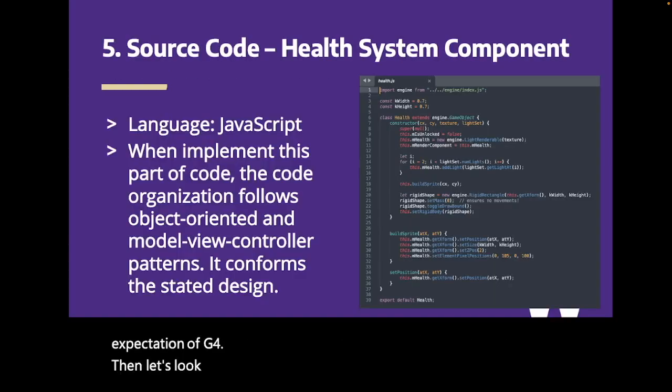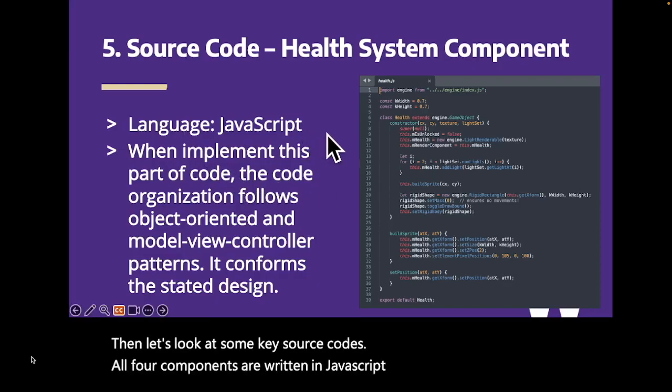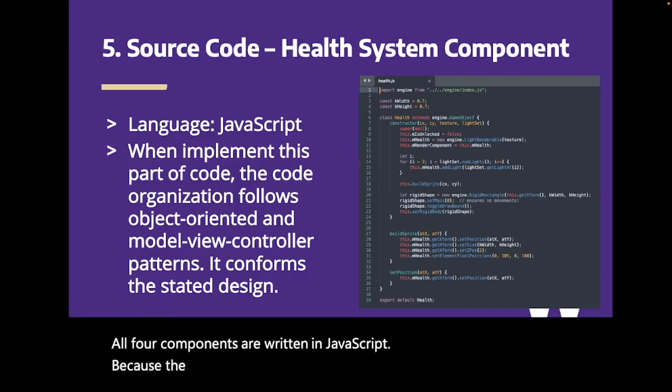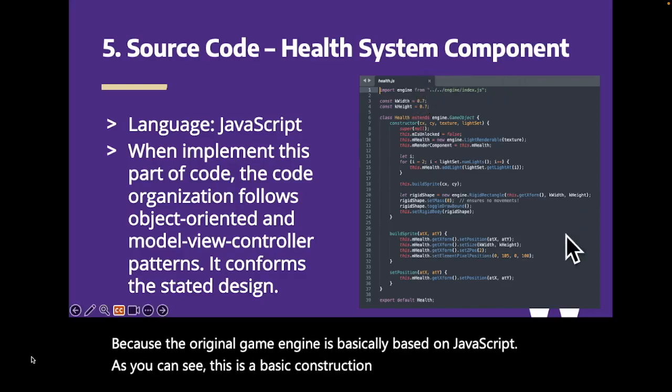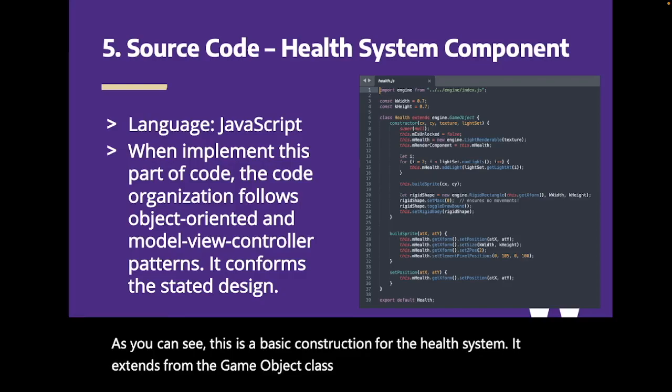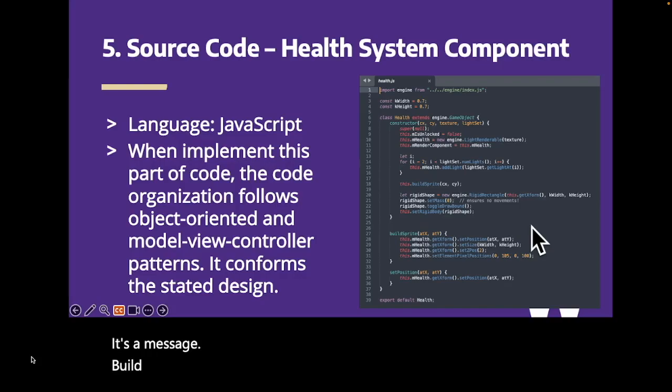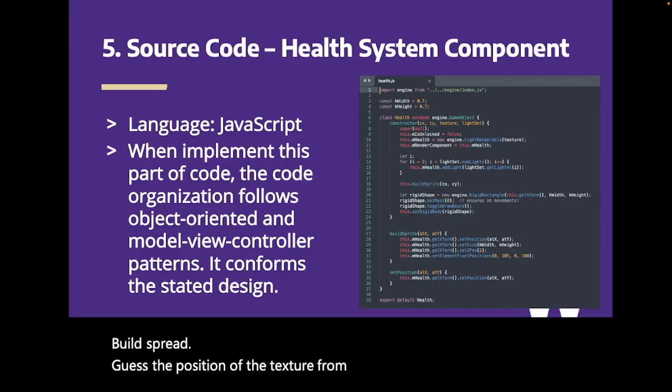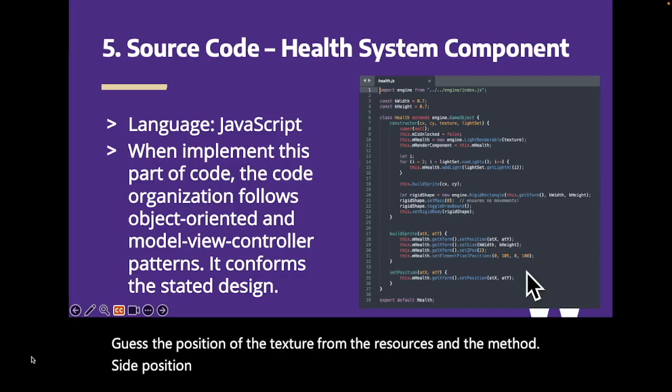Then let's look at some key source code. All 4 components are written in JavaScript because the original game engine is based on JavaScript. As you can see, this is the basic construction for the health system. It extends from the game object class from the original game engine. The method build sprite gets the position of the texture from the resources, and the method set position is to determine where to draw the red heart.